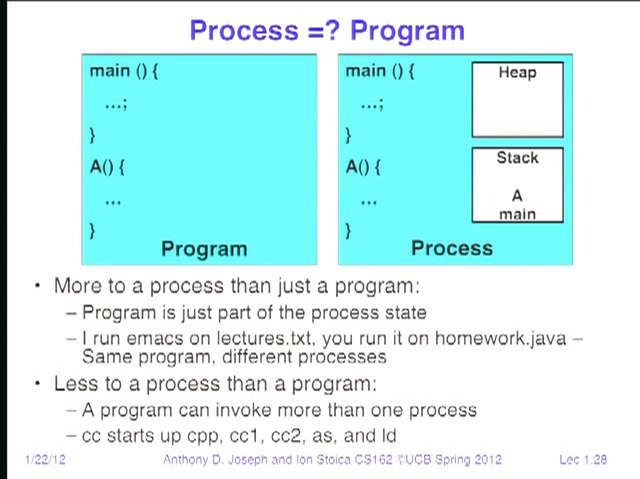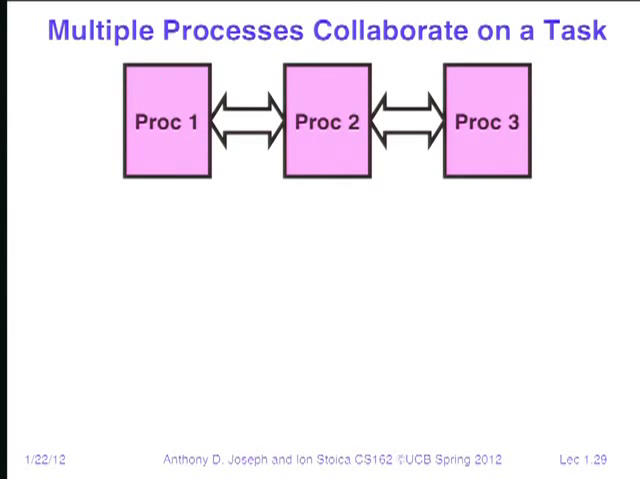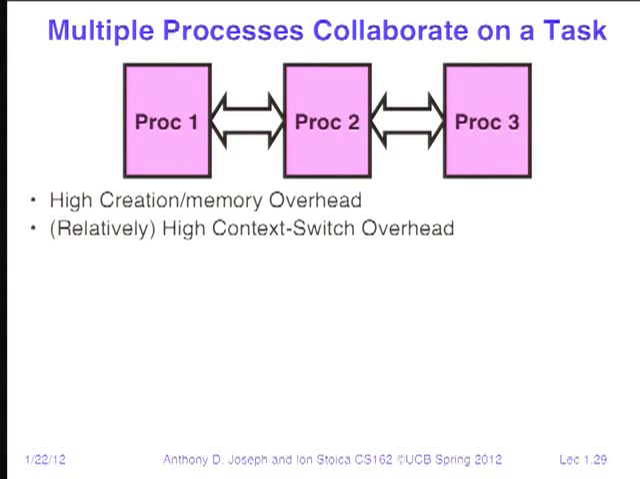Okay, now multiple processes can actually coordinate and collaborate on a task. There's a high creation and memory overhead associated with having a process, and it's relatively high context switch to switch between process 1 and process 2. So we want some kind of communication mechanisms that allow us to do this a little bit more efficiently. And there are two mechanisms that we can use.